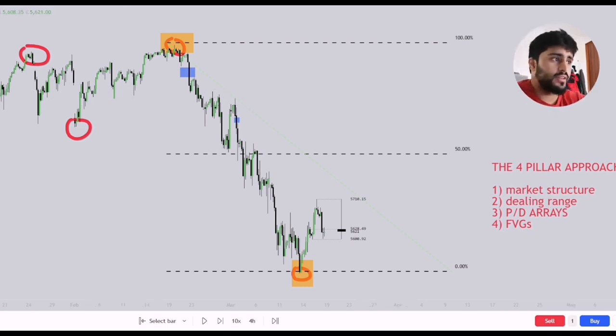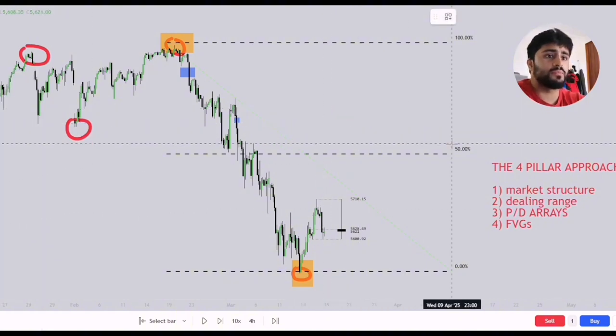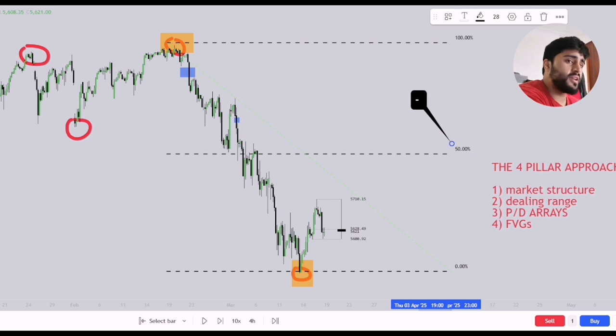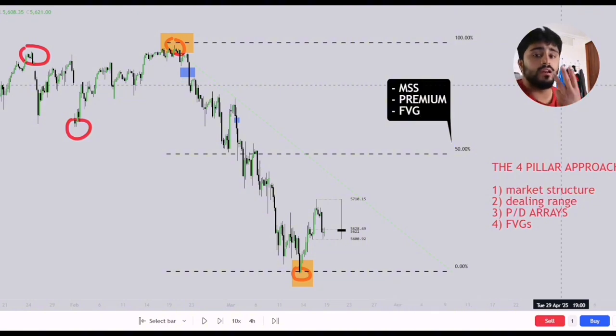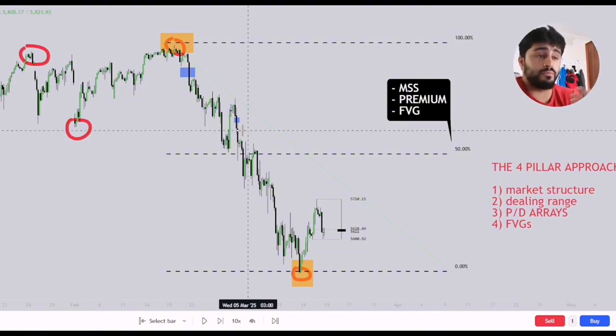What is a supply zone, right? So a supply zone is essentially a bearish point of interest. It is a bearish POI. And the reason it's a bearish POI is because of 3 things, right? A bearish POI needs to break structure. It needs to be priced in the premium, and it needs to leave a fair value gap, right? These are the 3 rules to any valid POI.